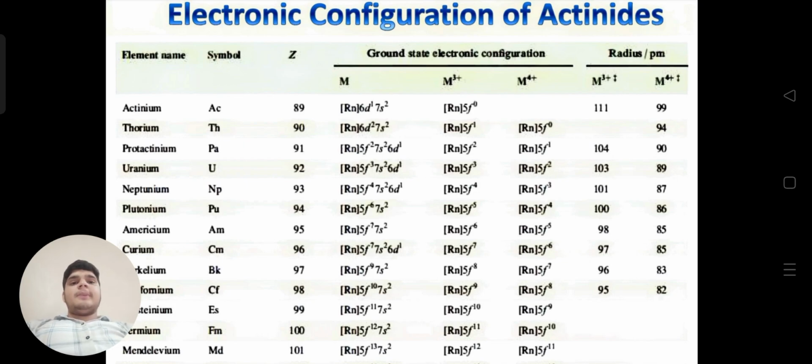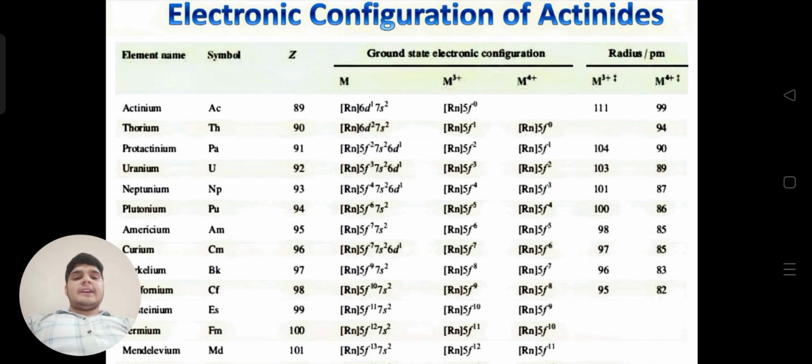Now let's take another example of thorium. Its symbol is Th and its atomic number is 90. Its configuration is radon 6d2 7s2, and its configuration in the 3+ state is radon 5f1 and in the 4+ state it becomes 5f0. Hence its radius in the +4 state is 94 picometer.